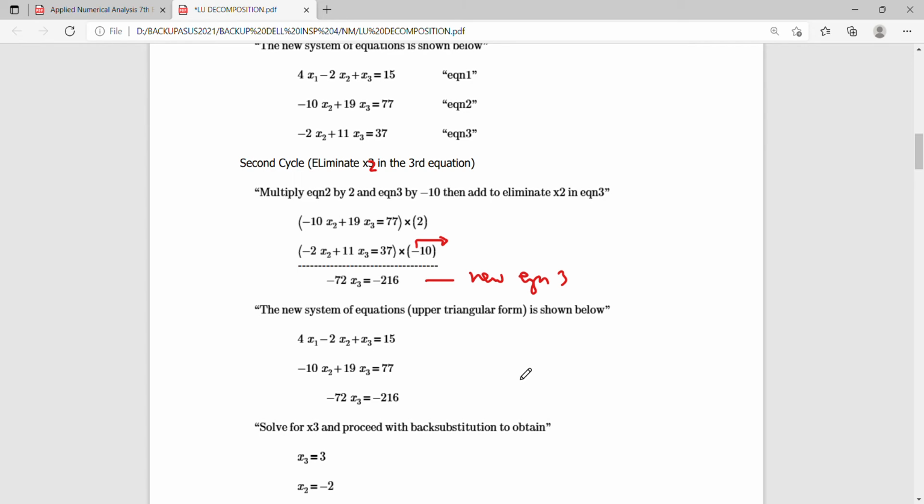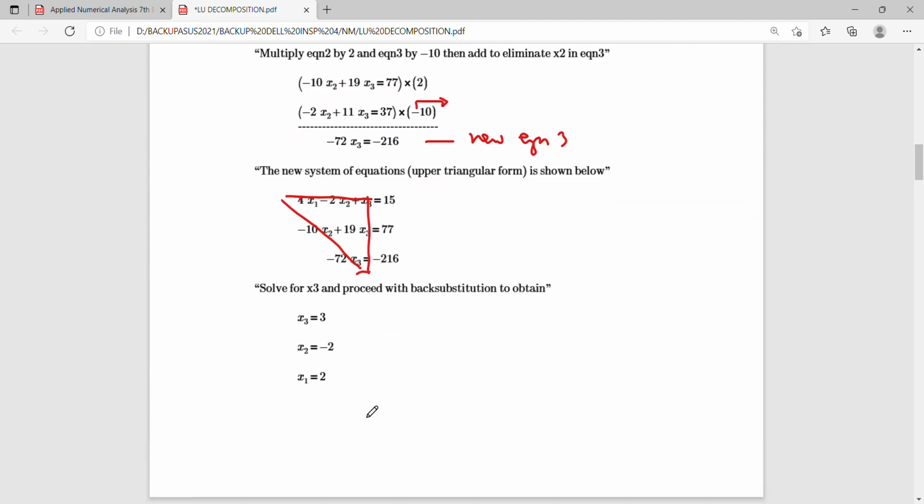below. So we have now reduced our system of equations to an upper triangular system, and using the logic previously, by easily obtaining the value of the last unknown x3 and back substituting, we now yield x3 is equal to 3, x2 is equal to -2, and x1 is equal to 2.